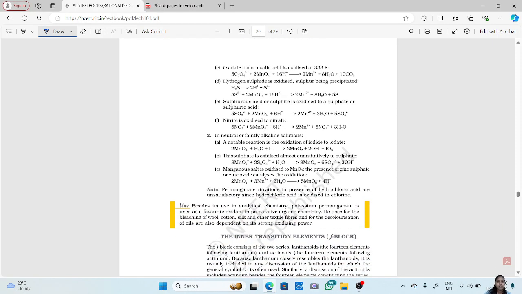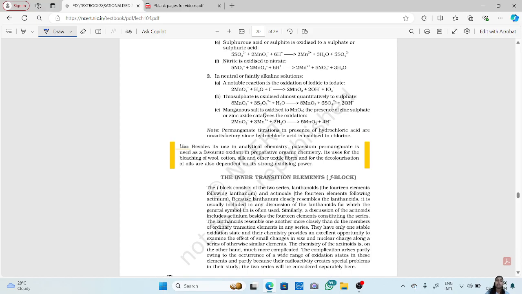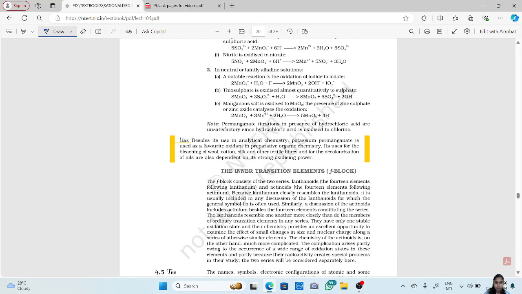These are some more examples of oxidizing reactions using permanganate. Titrations in the presence of hydrochloric acid are unsatisfactory since hydrochloric acid is oxidized to chlorine. So when you use permanganate for titrations in the presence of hydrochloric acid, it is unsatisfactory because hydrochloric acid is oxidized to chlorine, not to hydrogen.